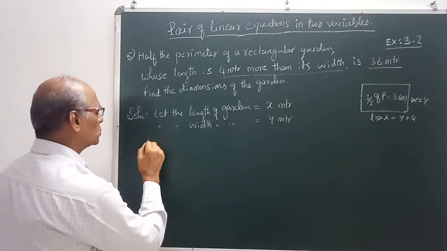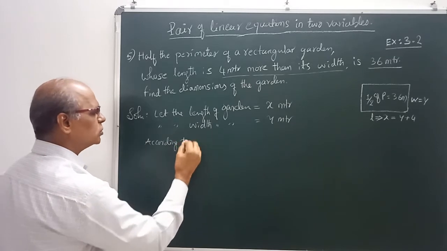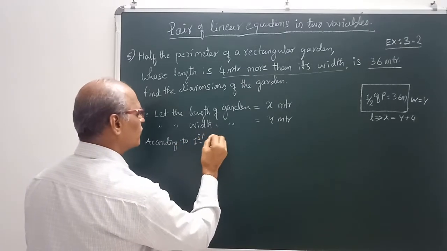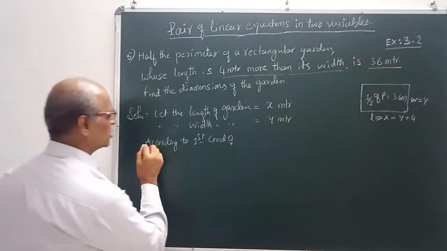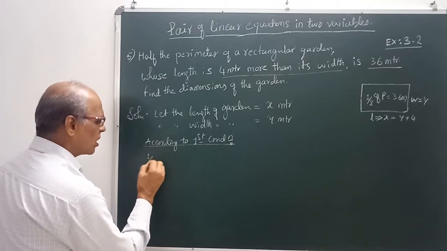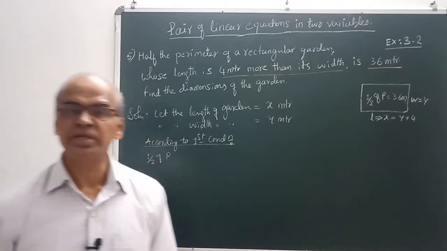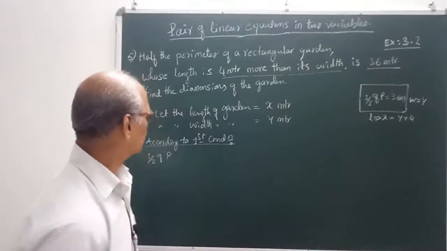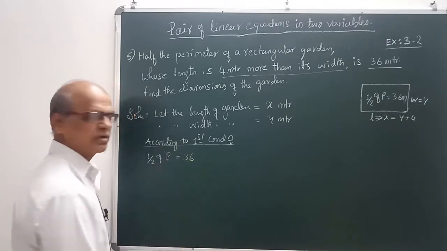According to the first condition that is there in the question. According to first condition, what? Half of P, always P represents perimeter. Okay, so half of P is equal to what? 36, they have given. Right.